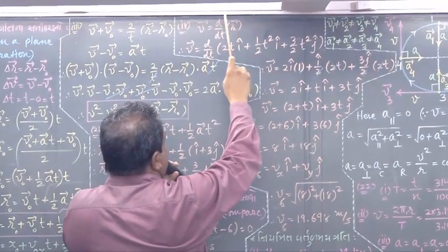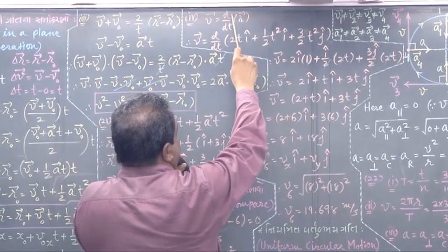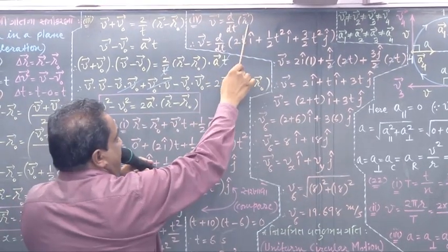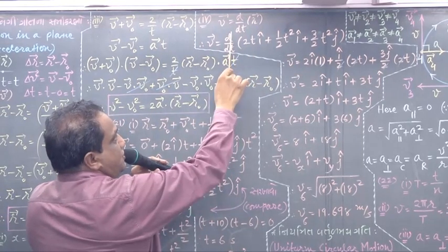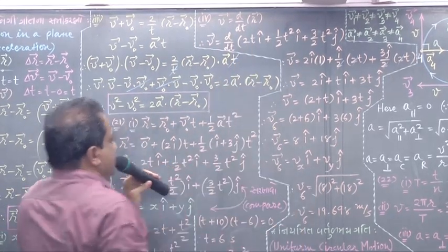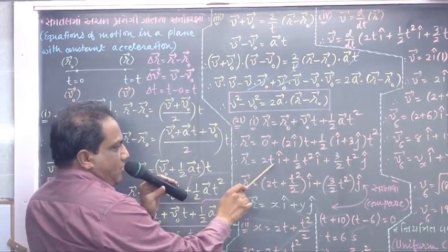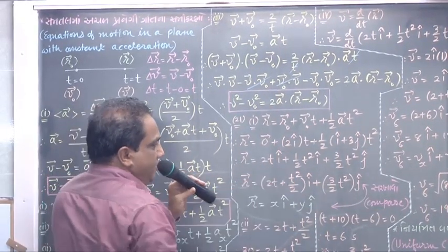From the position vector, if you want velocity, you should take the derivative of the position vector with respect to time. d by dt of vector r gives you vector v. So d by dt of vector r. Look here, this formula of vector r I have written here, same formula. You can check it up.